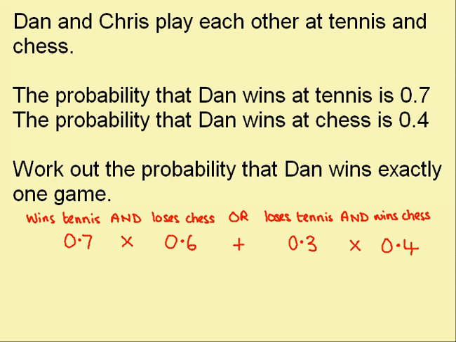Now we need to remember to apply BODMAS, so we do the two multiplications first. So 0.7 times 0.6 is 0.42, or 0.3 times 0.4 is 0.12, and I add these together to get the final answer. That's 0.54.